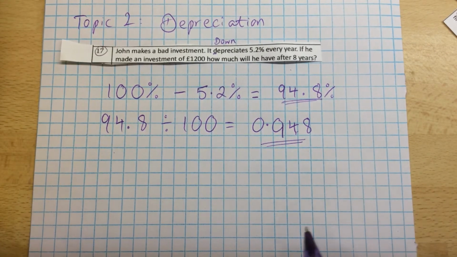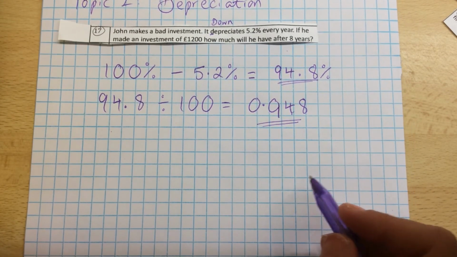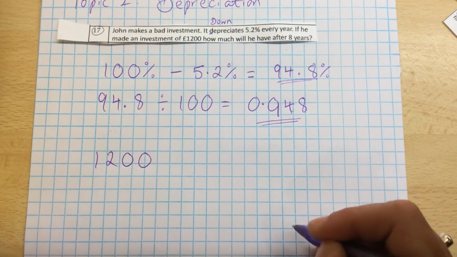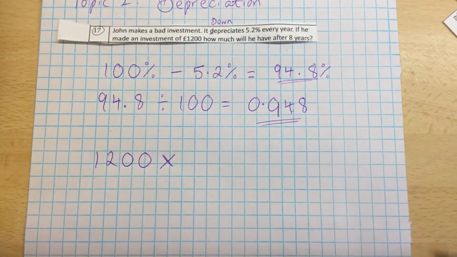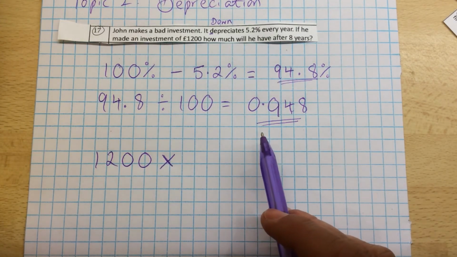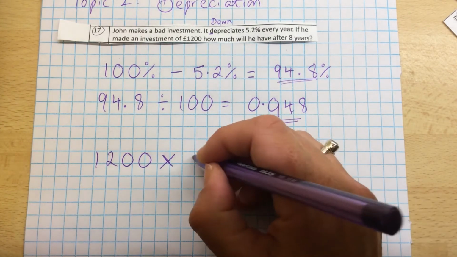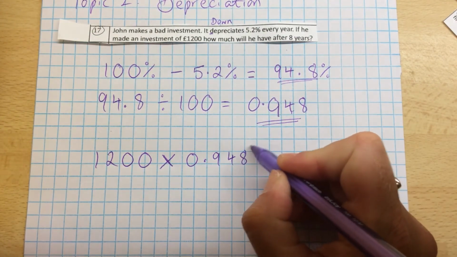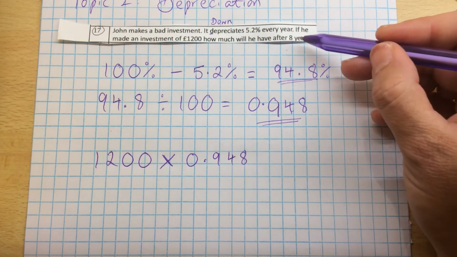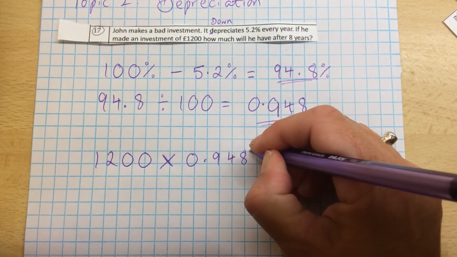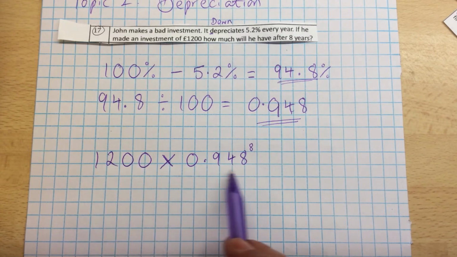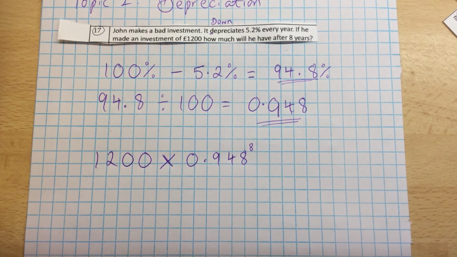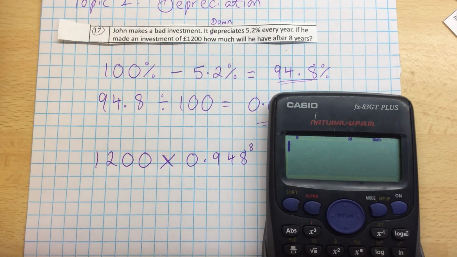Okay, so we're going to use a calculator, and to depreciate something, this amount is £1,200. So 1,200, decimal multiplier, we always multiply. We're going to multiply this by 0.948. And the power we're going to use is always the number of years. So remember this little formula, it's the amount multiplied by the decimal multiplier to the power, and it's always the number of years. So you'd use a calculator for this.